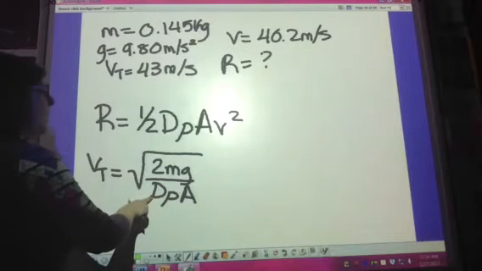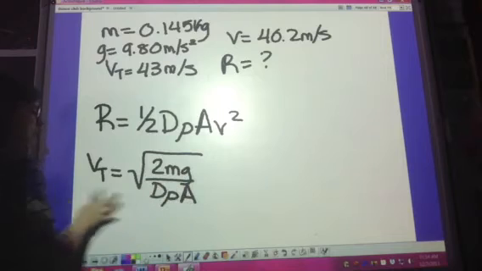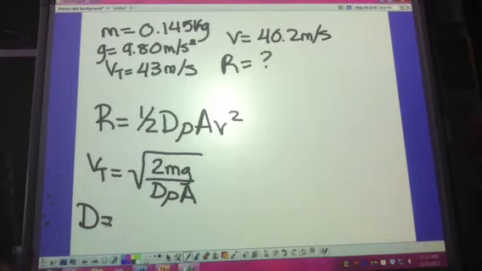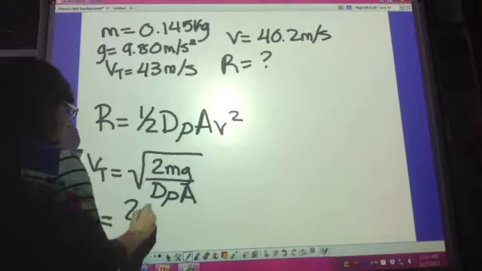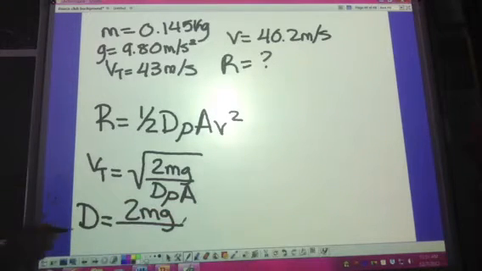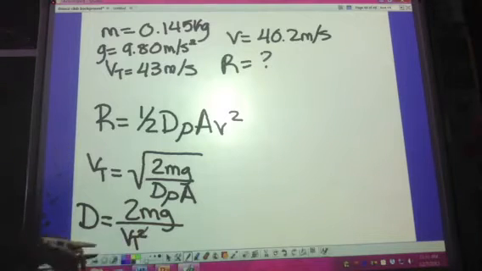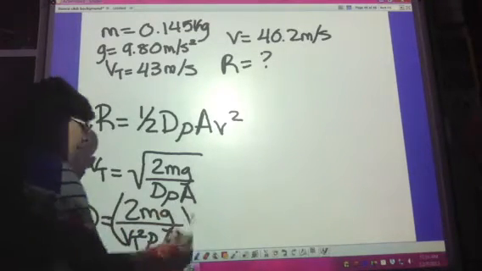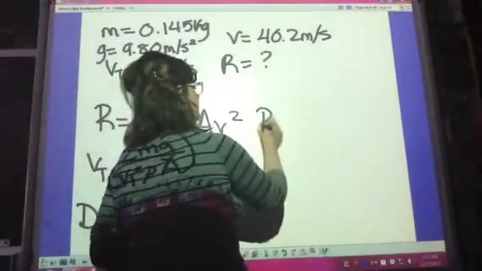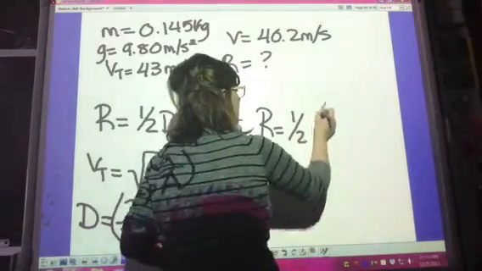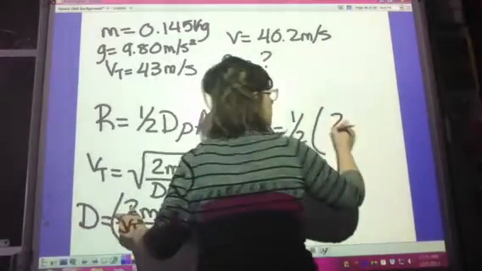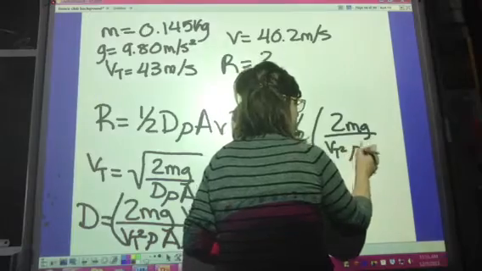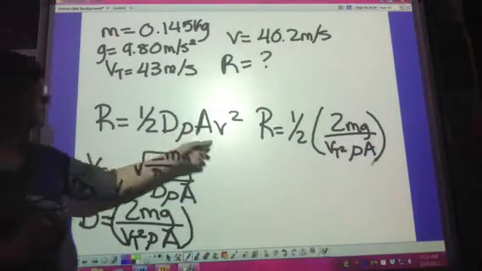Let's say that we're going to solve here for the drag coefficient. If I rearrange this formula to solve for D, I'm going to end up getting D is equal to 2mg over Vt squared times rho times A. Okay, let's plug all of that in up here for D. So now R equals 1/2 times 2mg over Vt squared rho A, and then that's times rho times A times v squared.